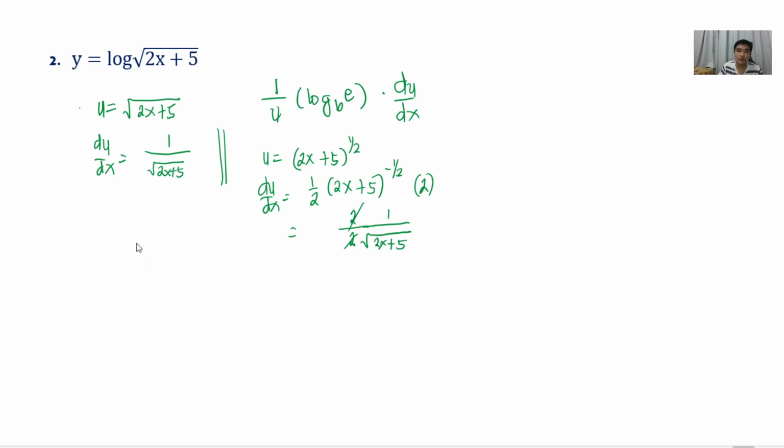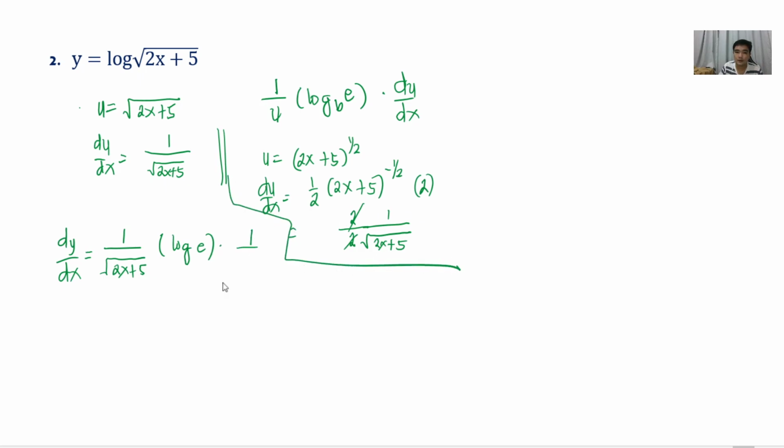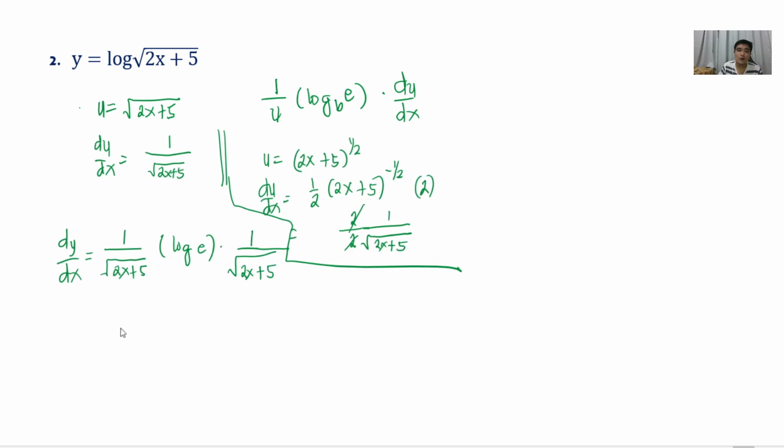So how are we going to write the derivative of this? So dy all over dx now is equal to 1 all over u, so this 1 all over the square root of 2x plus 5 times the logarithm of e, times the derivative of u with respect to x. So, meron tayong nakuha that is 1 all over the square root of 2x plus 5, or that is equal to 1 times logarithm of e times 1.